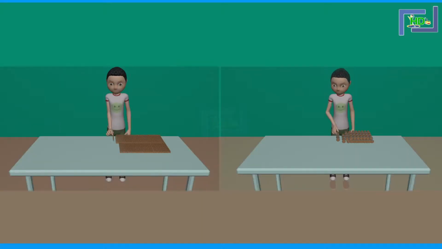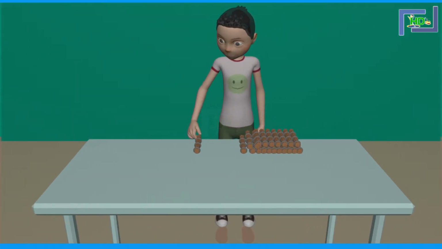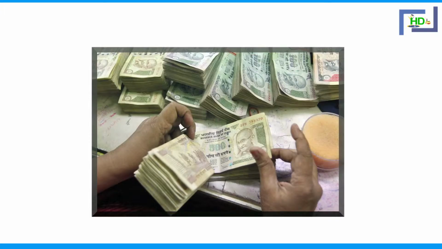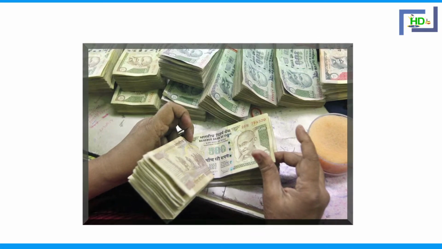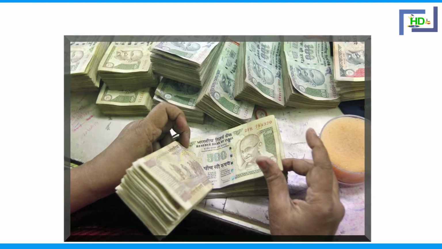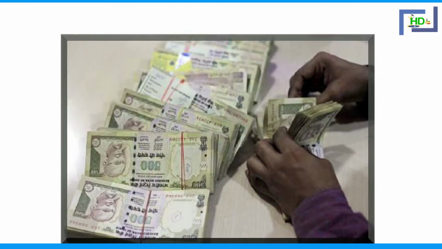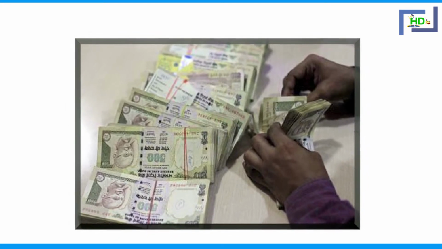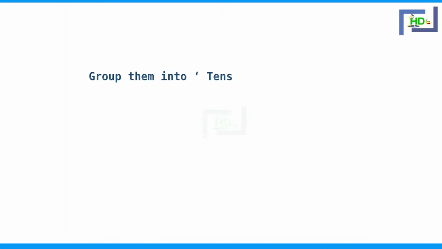Now, for whom is it easy to count the sticks? Obviously, the person who is grouping them into tens. For him, it is easy to count the number of sticks. And we observe that in a bank, the cashier counts the currency notes by grouping them into bundles of hundreds. Means it is difficult to count large numbers taking one by one. So we group them into tens.